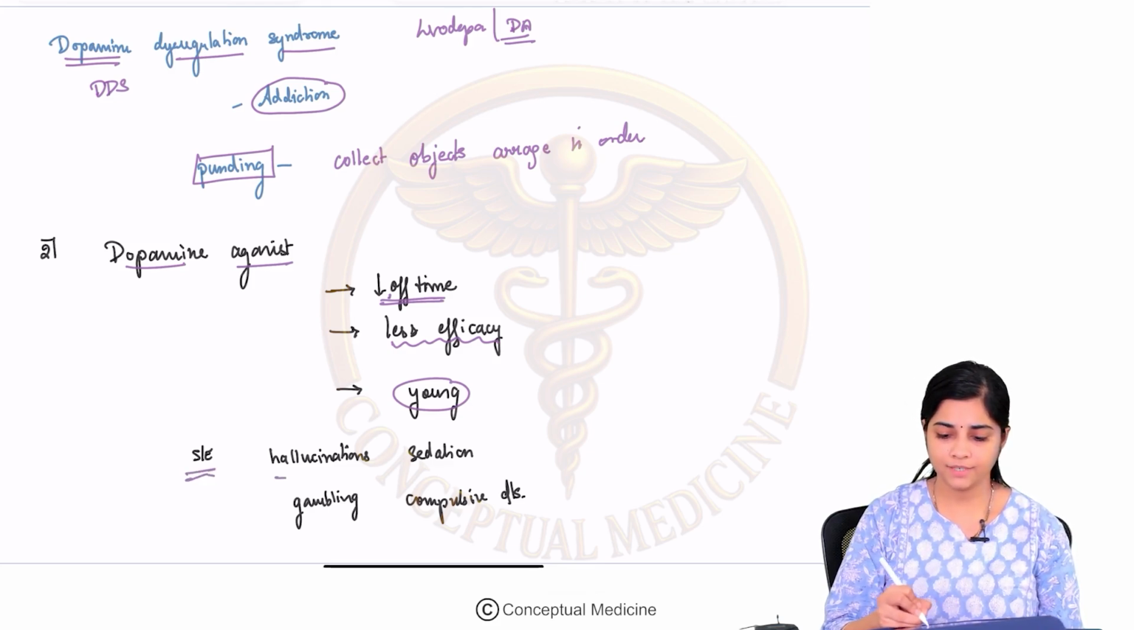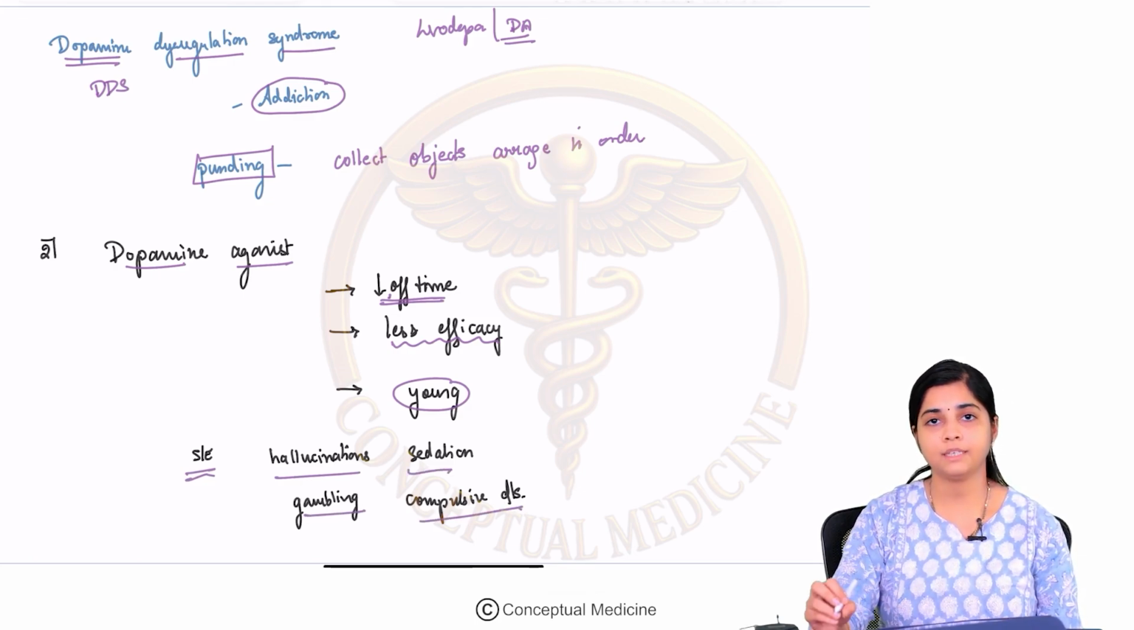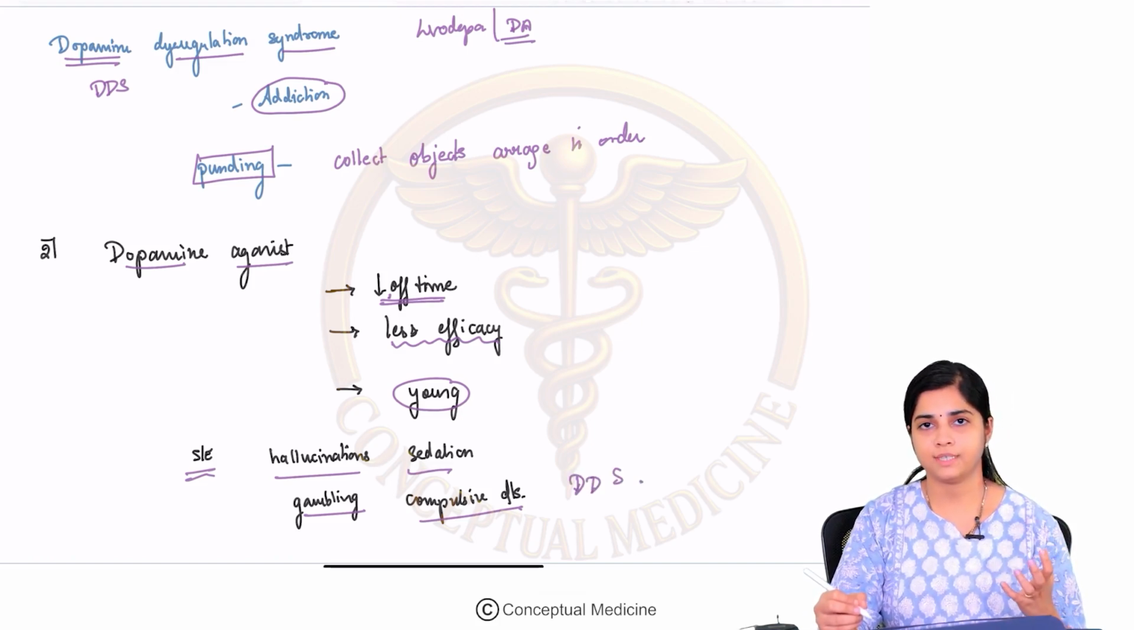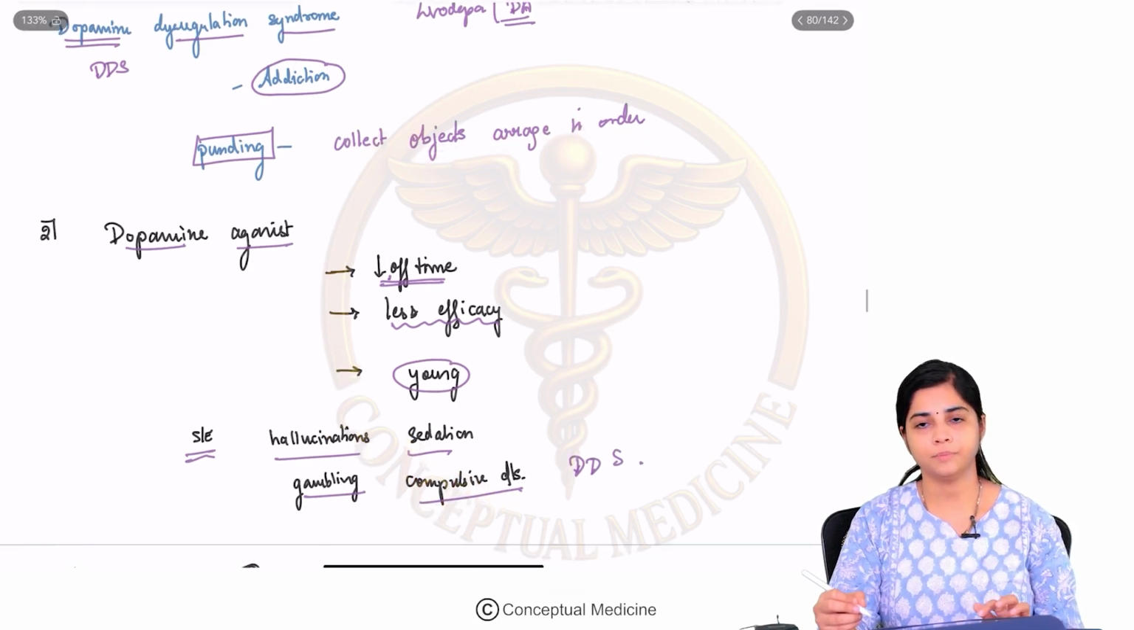What are the main side effects? Hallucinations. Dopamine agonists can cause hallucinations. It can cause gambling and compulsive disorders. It can cause dopamine dysregulation syndrome as well. So sedation, hallucinations, a lot of neuropsychiatric side effects can be seen with dopamine agonists.